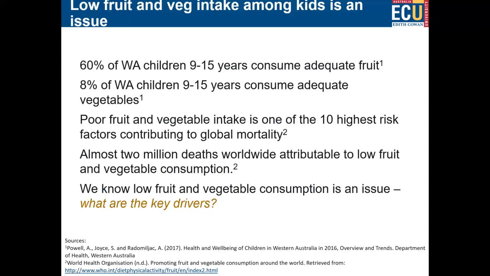So you can see here that only 8% of Western Australian children aged 9 to 15 years consumed adequate vegetables. So this is especially an area we need to support. We need to find out why they're not consuming enough and what can be done about it. We know that poor fruit and vegetable intake is one of the 10 highest risk factors contributing to global mortality, or death. And almost 2 million deaths worldwide are attributable to low fruit and vegetable consumption.